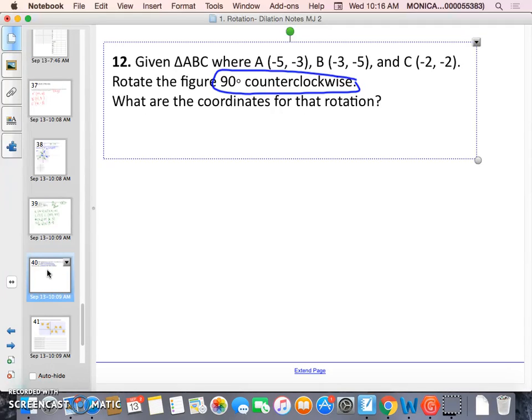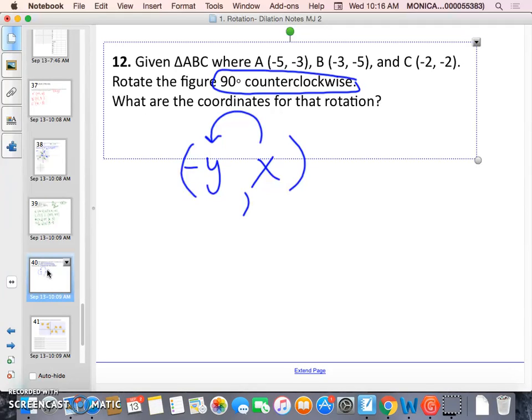So you decide how you're going to solve this problem. The way I'm going to show you is using the rule, because to me that's the easiest way to do it. So 90 degrees counterclockwise. Again, counterclockwise is a turn to the left. So in 90-degree weather, we wear flip-flops. So I know y is going to come first, and then x, and the y is going to go negative because it's the one on the left.